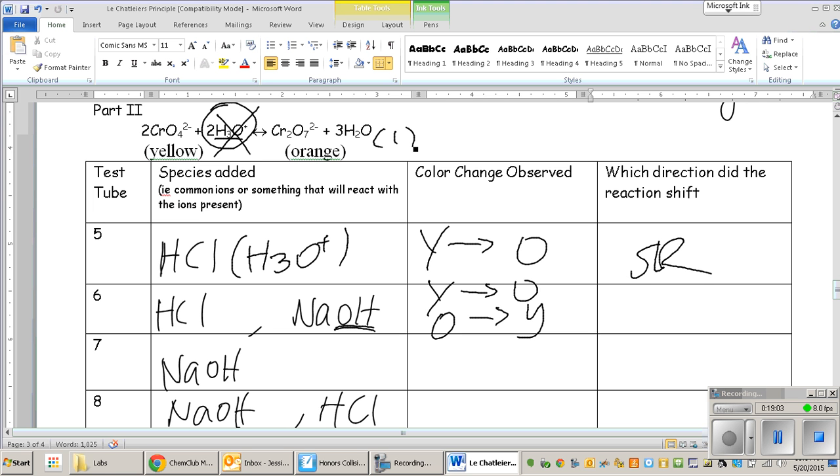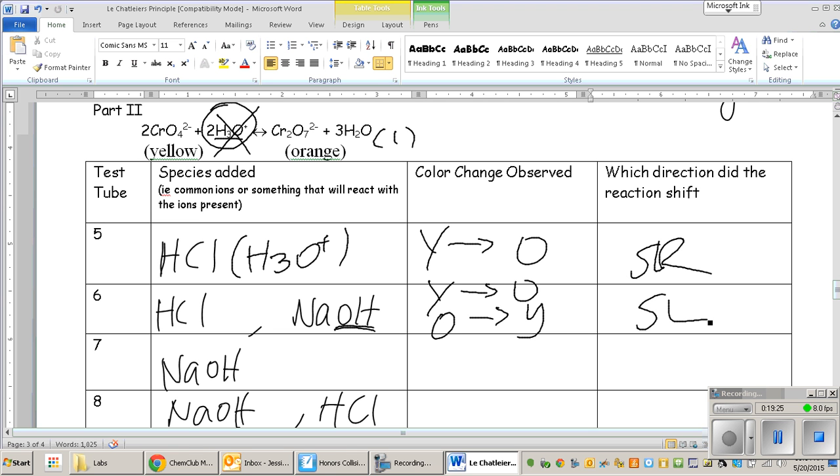When you add a base to an acid, the acid gets consumed. It getting consumed does what to reactants? Goes down, right? You're losing reactants. Well, so what's the stress? You've decreased reactants. If you've decreased reactants, what do you want to do now? Produce more. So you have to shift left. So you have to go back towards the reactants.